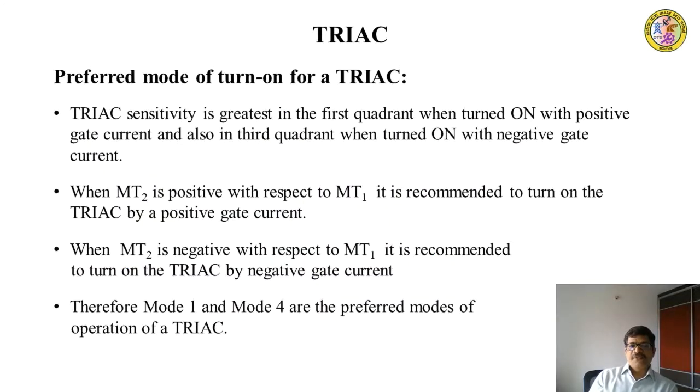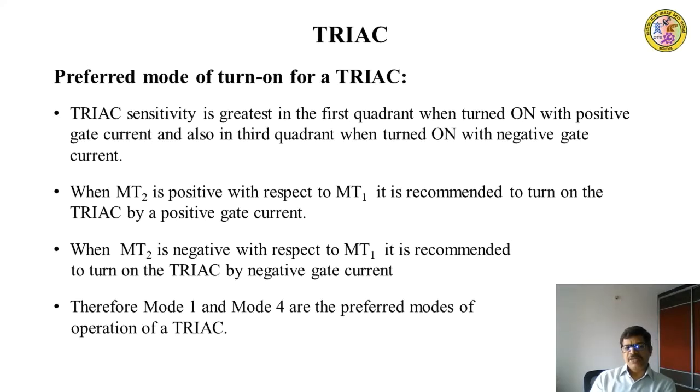The most preferred mode of turn on of a triac: sensitivity is greatest in the first quadrant when turned on with positive gate current and also in the third quadrant when turned on with negative gate current.